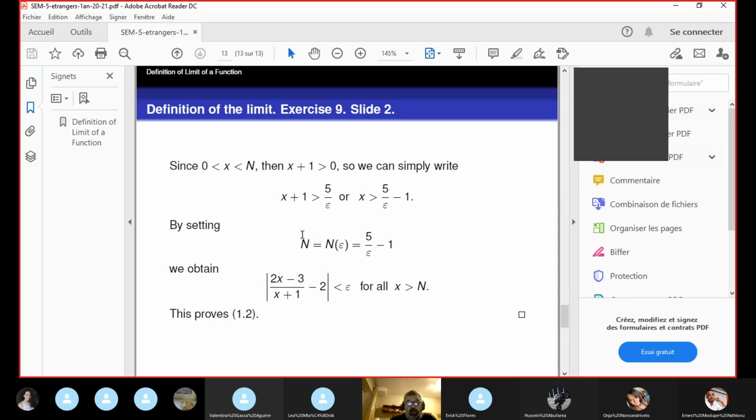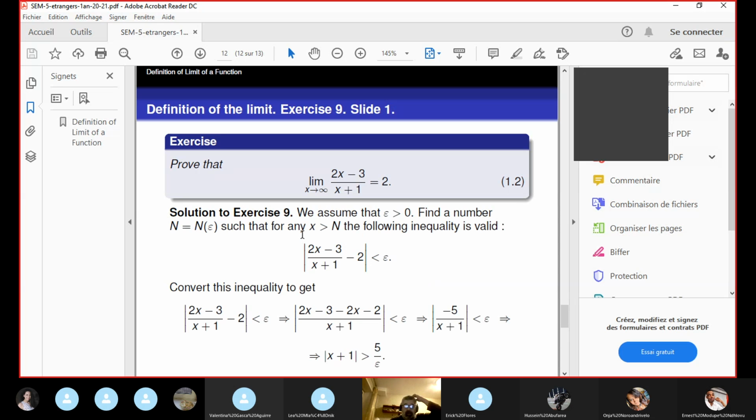So you have to note that in this case, the misprint is in the formulation 1.2: x goes to plus infinity. I will change this in the next version of my file. Questions?